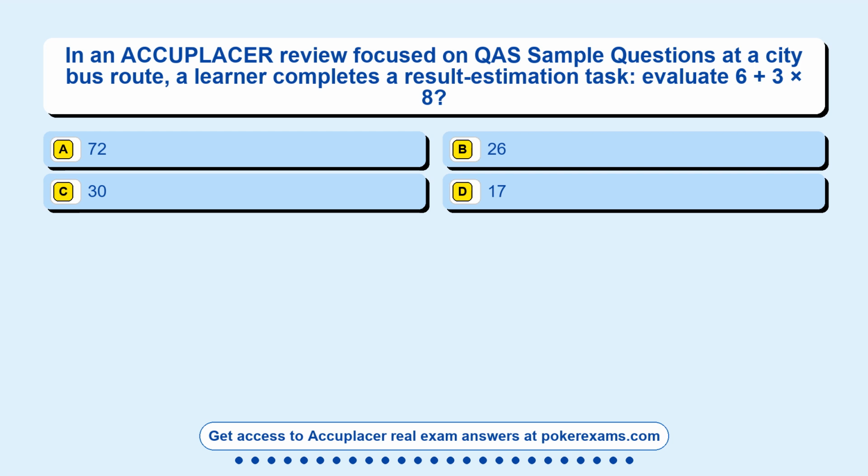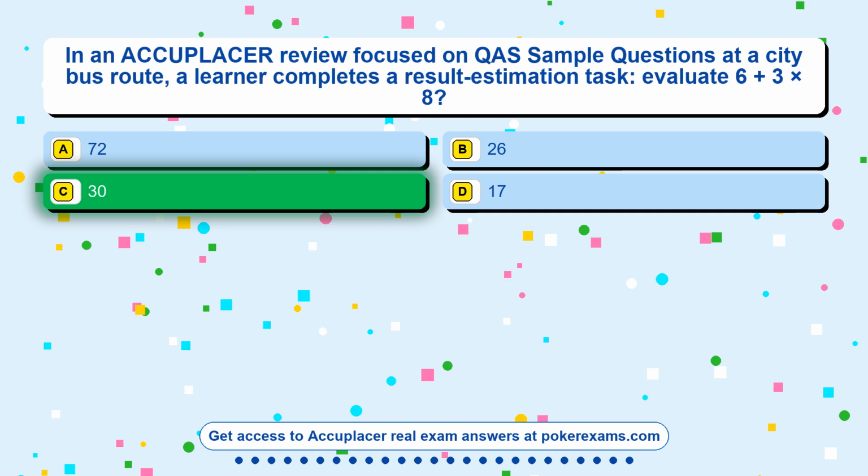Question 19. In an ACCUPLACER review focused on QAS sample questions at a city bus route, a learner completes a result-estimation task. Evaluate 6 plus 3 times 8. Option A, 72. Option B, 26. Option C, 30. Option D, 17. The correct answer is option C, 30.